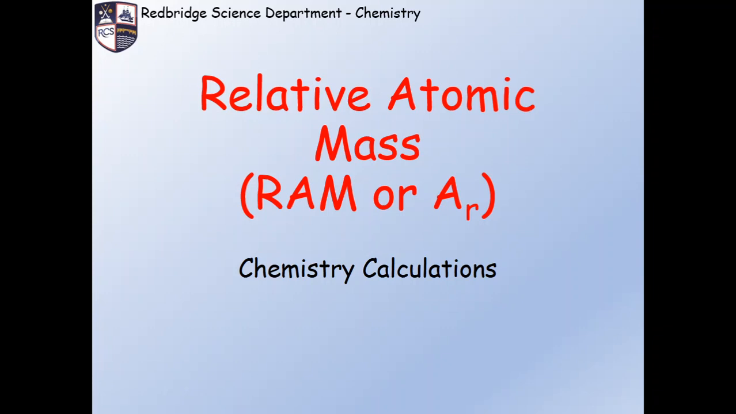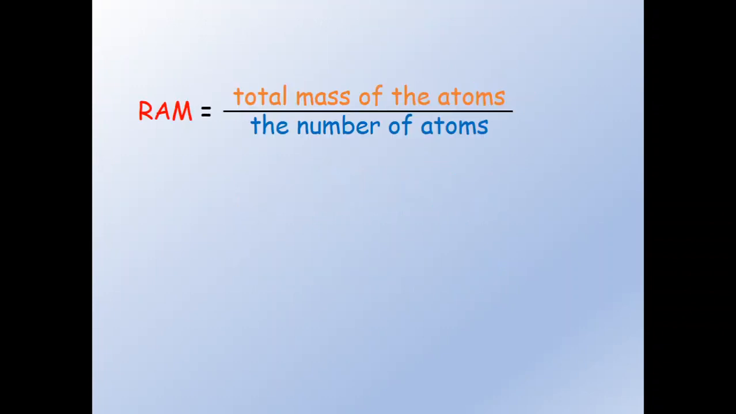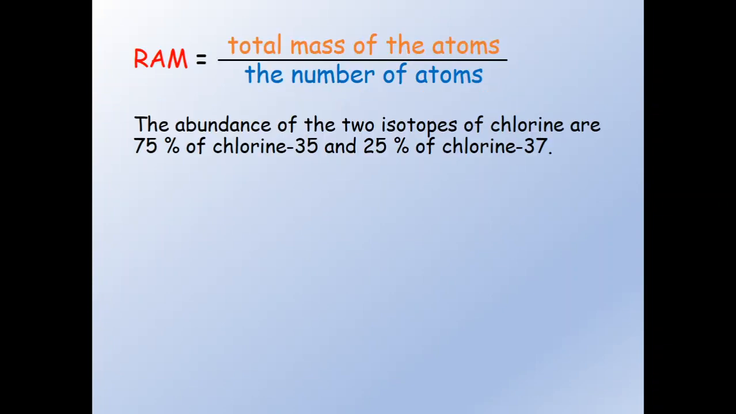In this video we are going to look at how to calculate relative atomic mass. For relative atomic mass we can use either the abbreviation RAM or the symbol Ar. The equation to calculate relative atomic mass is RAM equals total mass of the atoms divided by the number of atoms. We are going to look at an example now.